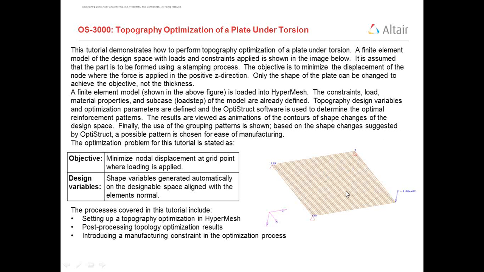So bead patterns will go through different manufacturing constraints, and we will also see what constraints you can put to get better bead patterns as per the manufacturability. The optimization problem for this tutorial is stated as: objective is to minimize the nodal displacement at a grid point where the load is applied, and my design variable is the shape variable generated automatically on the designable space aligned with the elements normal. The process covered in this tutorial includes setting up topography optimization in HyperMesh, post-processing topography optimization results, including a manufacturing constraint in the optimization process.